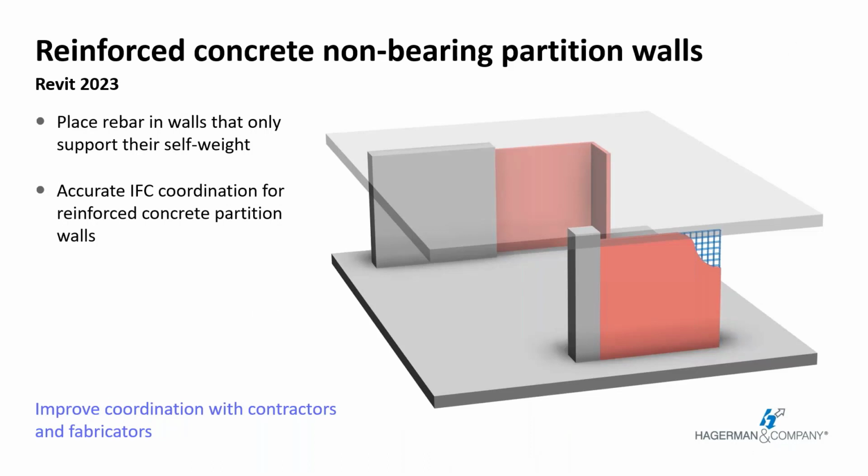You can now change the structural usage value to non-bearing to create structural walls that define and divide spaces and support no vertical load except their own weight. You can export non-bearing structural walls to IFC for accurate coordination of reinforced concrete partition walls. And this feature offers you better coordination with contractors and fabricators, giving accurate quantity takeoffs.